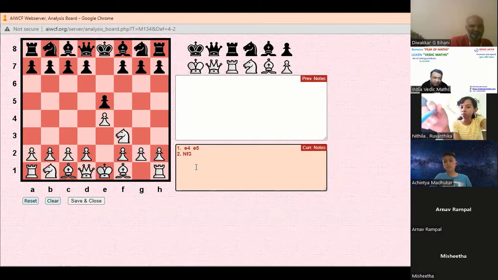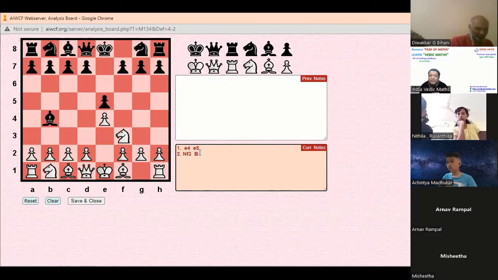Now suppose black has moved the bishop. You are going to put a space. Say B, B for bishop. And the bishop came to which place? B4. Got it?